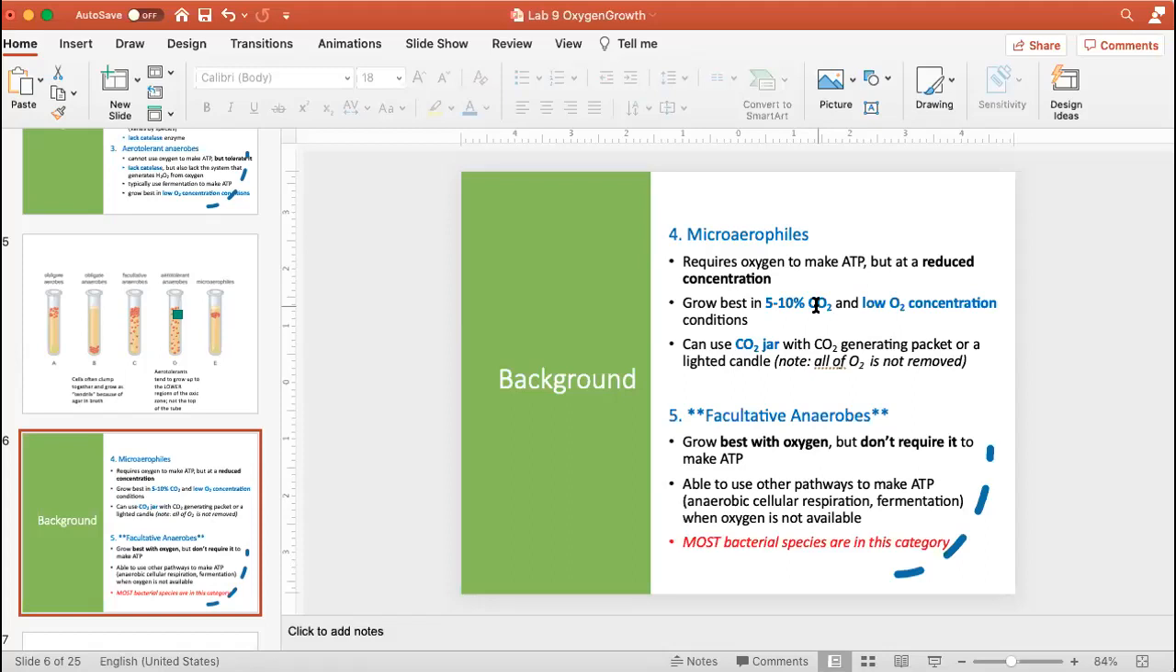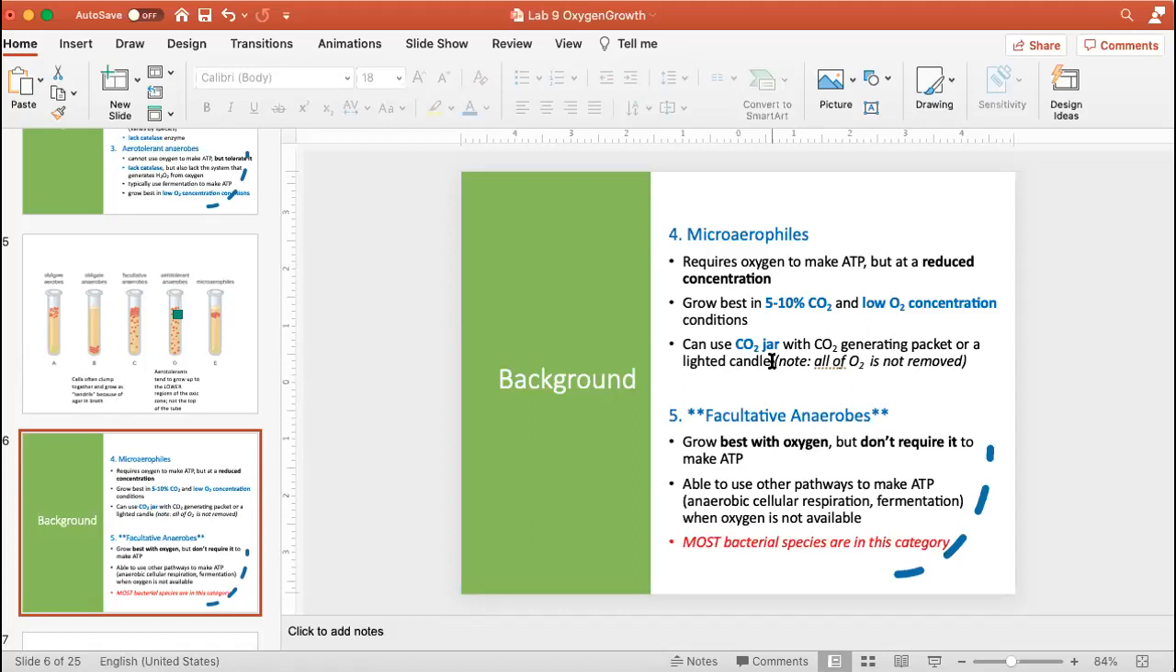We can set up one of those specialized environments if we know we're trying to grow a microaerophile. It's actually very low tech. You can take a jar with a tight fitting lid, and you can put your plate or your broth tube with the microaerophile in it in the bottom of the jar, along with a candle. You light the candle, and then you close the jar. You put a lid on it and seal it up.